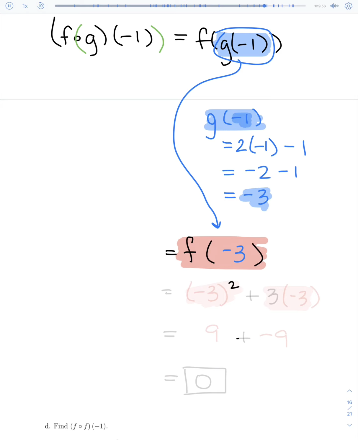I still haven't dealt with the f that was out in front, so I'm still going to need to do that, which means I now need to take our -3 we just got out and plug it back into f, wherever there's an x. Well, let's look at our f function above. Our f function, as a reminder, is x squared, which means we'll do -3 squared plus 3 times x, and again, x is -3.